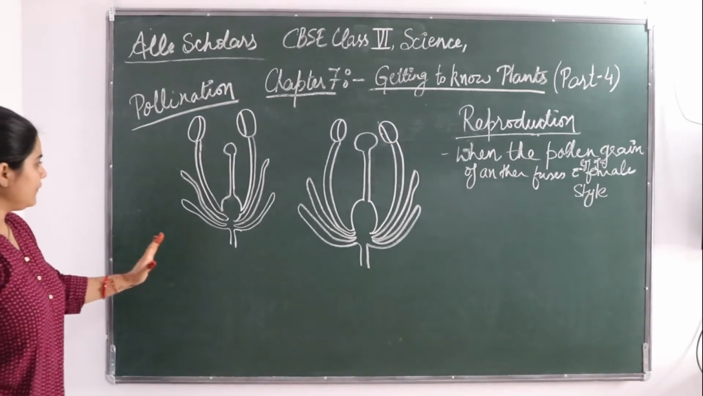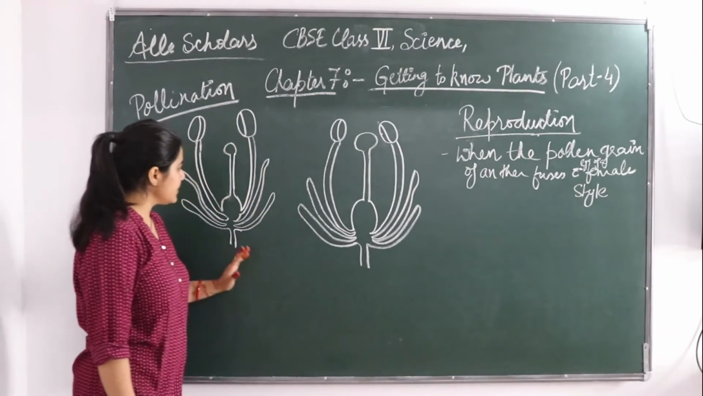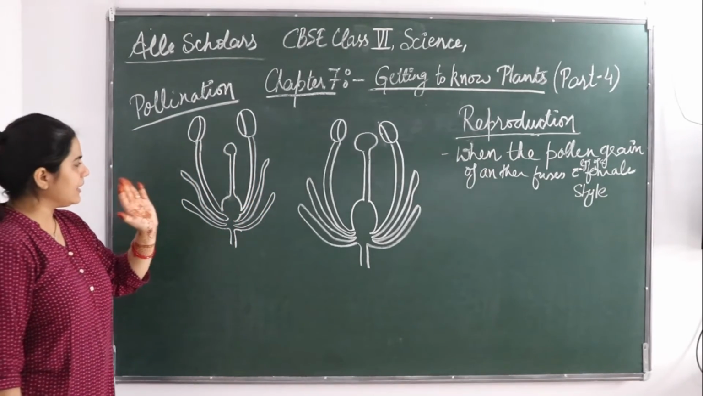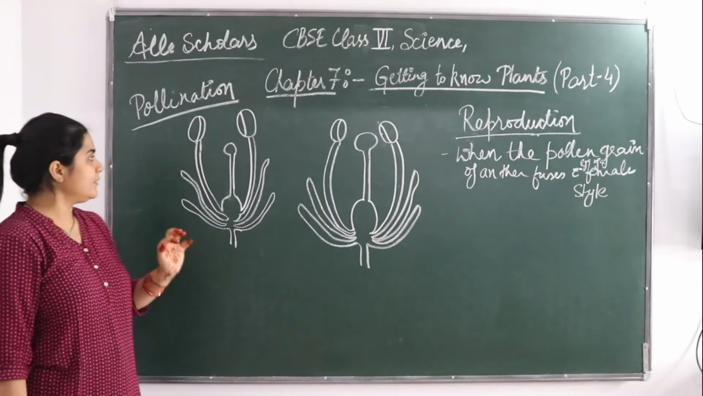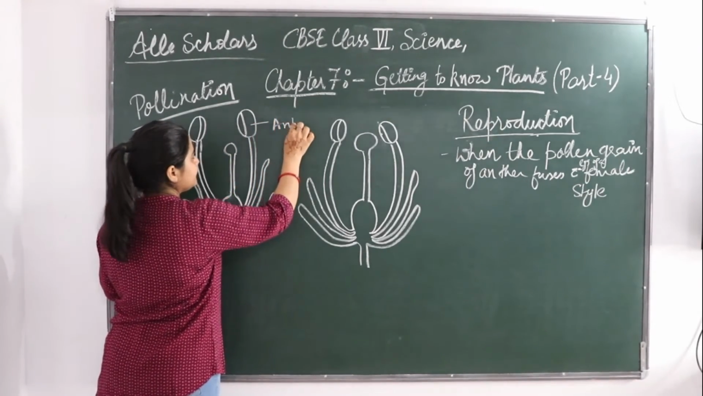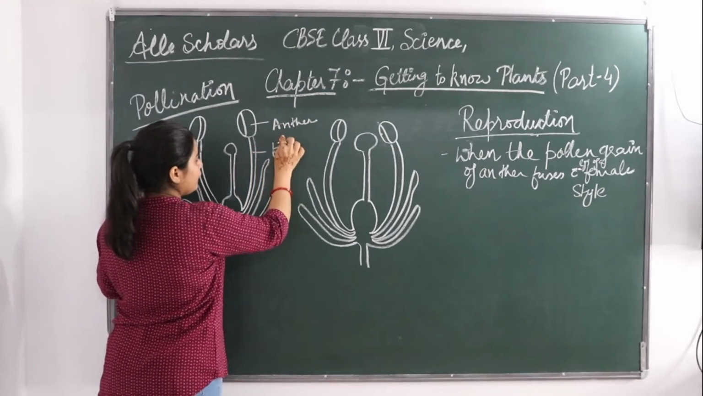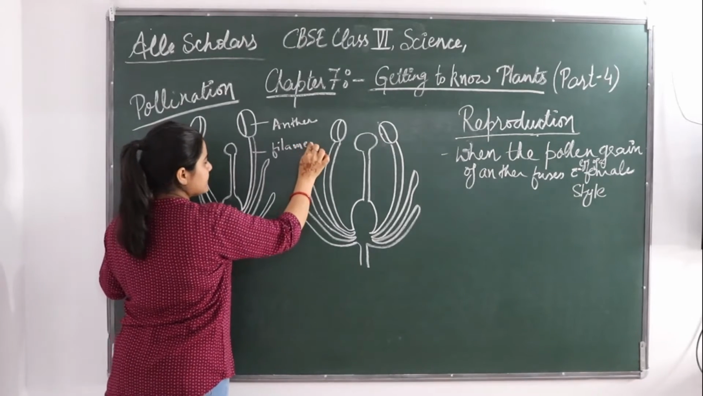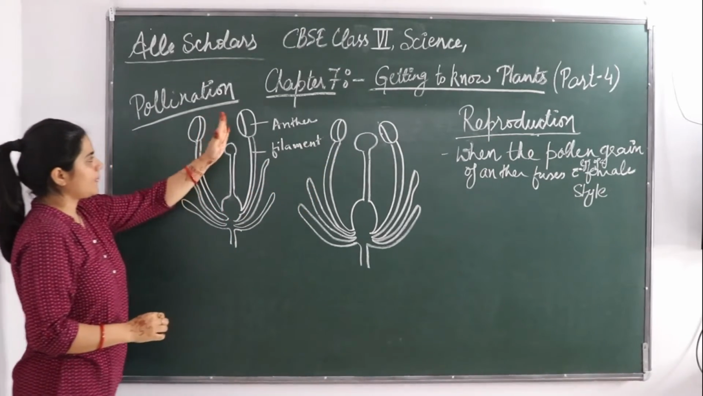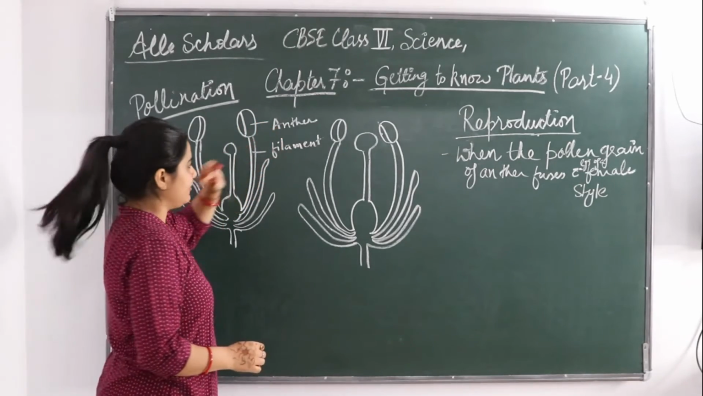Okay, so I have made 2 plants. You can see the male reproductive part and the female reproductive part is there. If you see, this is the anther, okay, and this one is the filament. Means it is a stamen, the male reproductive part.